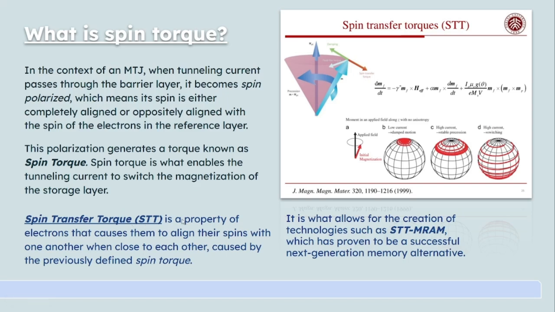Spin transfer torque, STT, is a property of electrons that causes them to align their spins with one another and close to each other, caused by the previously defined spin torque. It is what allows for the creation of technology such as STT-MRAM, which stands for Spin Transfer Torque Magnetic Random Access Memory, and this is proven to be a successful next-generation memory alternative. And over there is a figure of spin transfer torque in action, and the formula behind it.